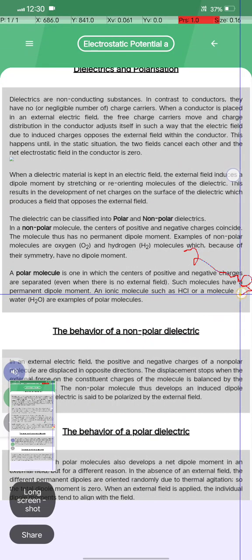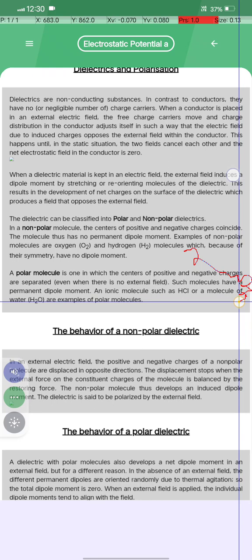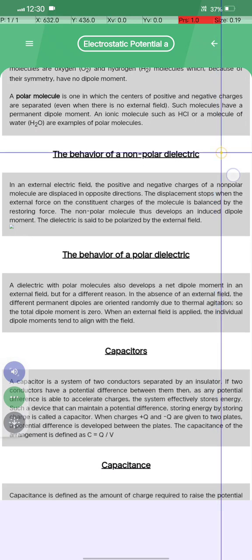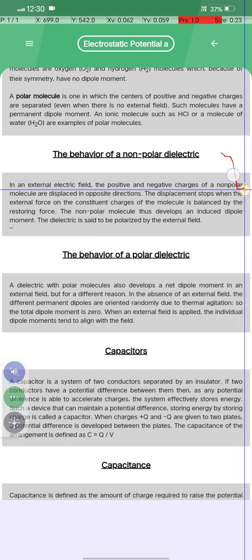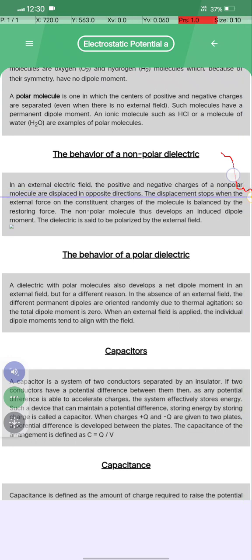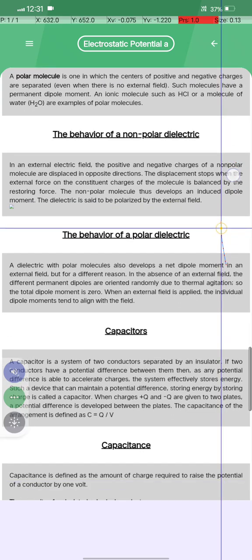Molecules such as HCl and water H2O are examples of polar molecules. Behavior of a non-polar dielectric: in an external electric field, the positive and negative charges of non-polar molecules are displaced in opposite directions. The displacement stops when the external force on the constituent charges of the molecules is balanced by the restoring force. The non-polar molecules thus develop an induced dipole moment, and the dielectric is said to be polarized by the external field.